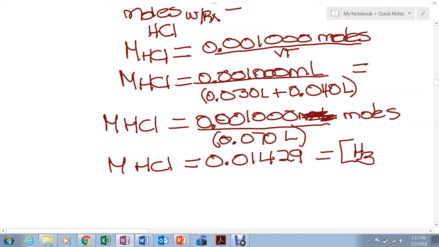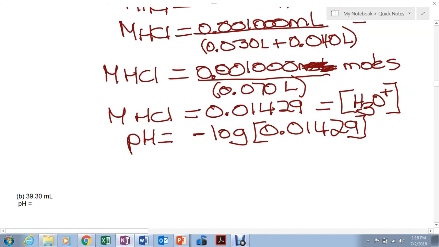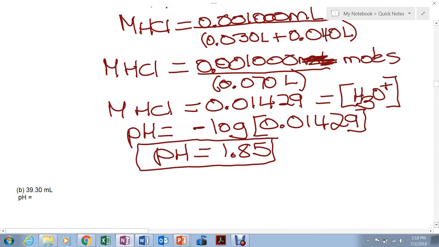It's a strong acid, ionized at 100%, so it's equal. So the pH would be equal to minus the log of 0.01429. I'm already giving the concentration. And the pH would be, on letter A, 1.85. Okay, we have a very strong acid, very little left, so the pH makes sense that it's acidic.